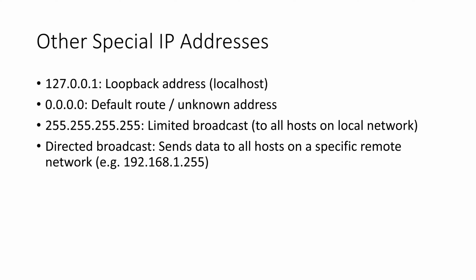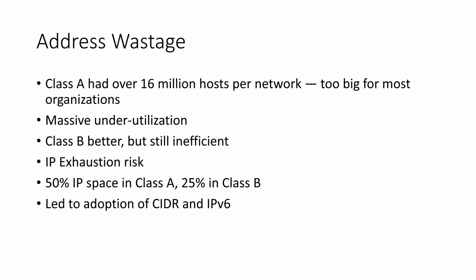For example, imagine you have a network 192.168.1.0. The directed broadcast address for this network would be 192.168.1.255. If a packet is sent to this address, it gets forwarded through the network infrastructure to all active hosts on that specified network segment.